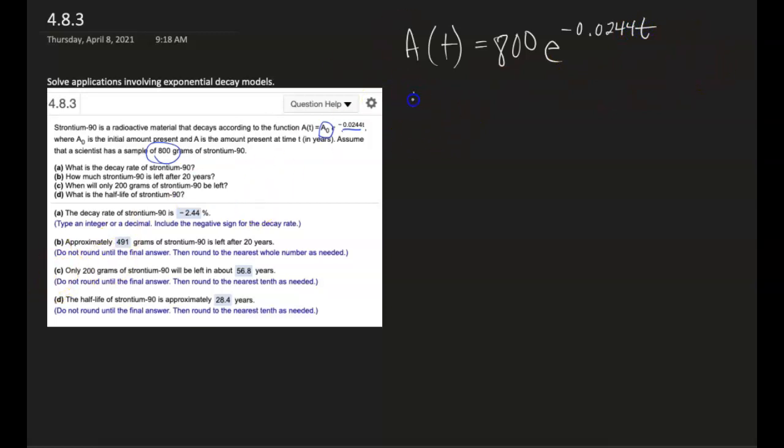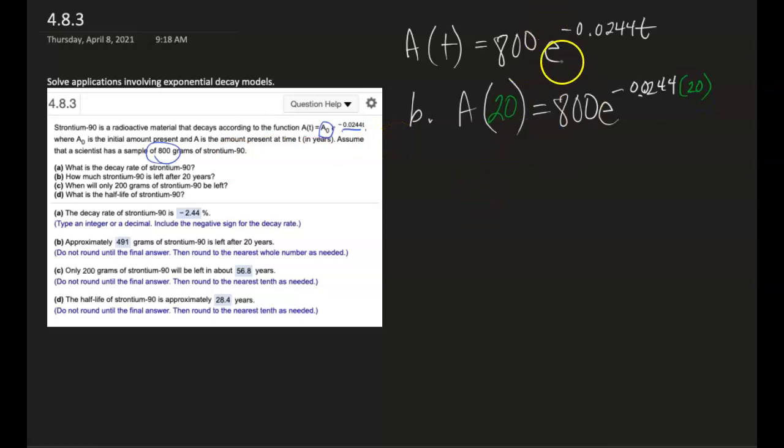So in part B, when we're asked to find how much of this element is left after 20 years, years being that time, t, we're going to replace t with 20 in our model like this. I missed a 0, hang on. There we go. And times t, or 20.